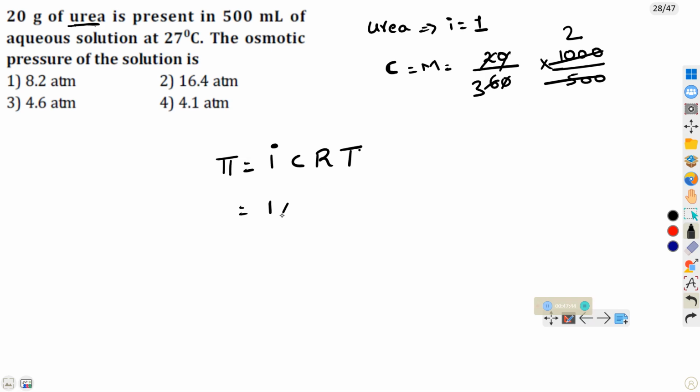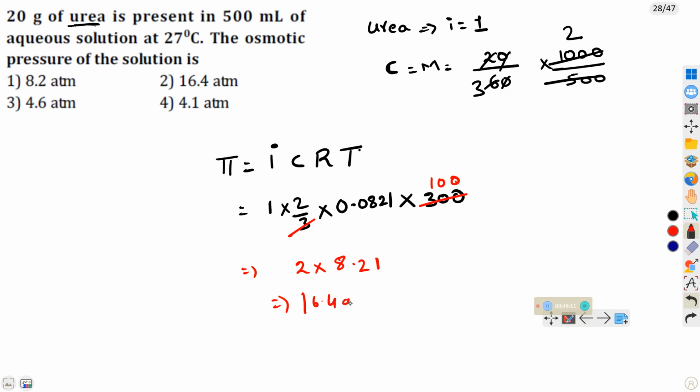1 into 2 by 3 into R value taken in terms of liter atmosphere, into temperature is 300 kelvins. Simplify: 100 times. Now you will get 2 into 8.21, which is 16.4 atmosphere. Second option is the correct option.